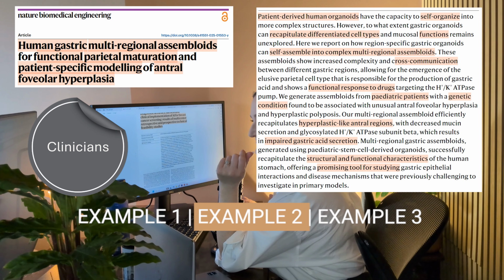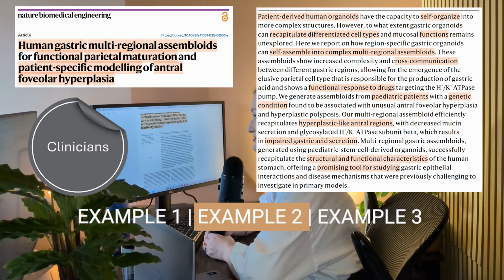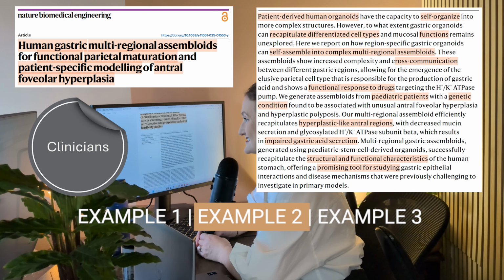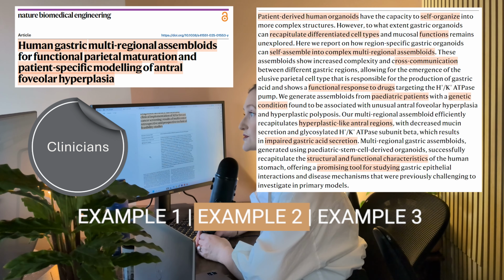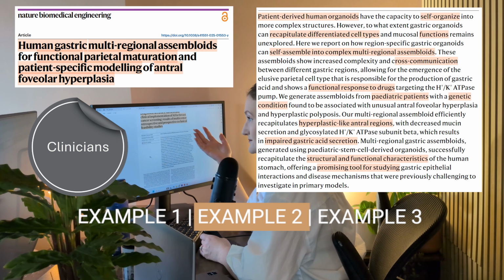If you're a clinician triaging this paper, then straight off the bat, you're going to notice that this is quite a technical lab-based paper. You're going to see that they're patient-derived models and that they are from a cohort that is pediatric. It's a genetic condition. They've got impaired gastric acid secretion, and that they're looking at functional response to drugs. But it's not a clinical trial.